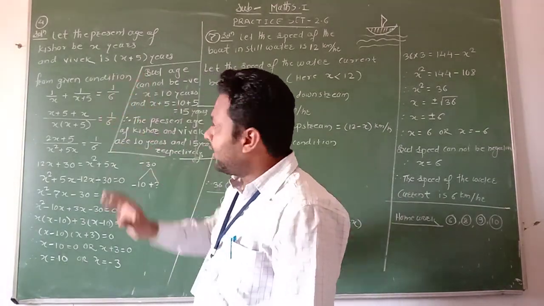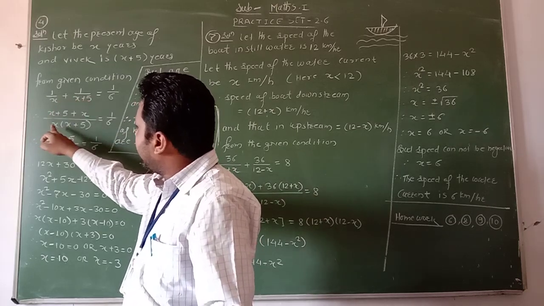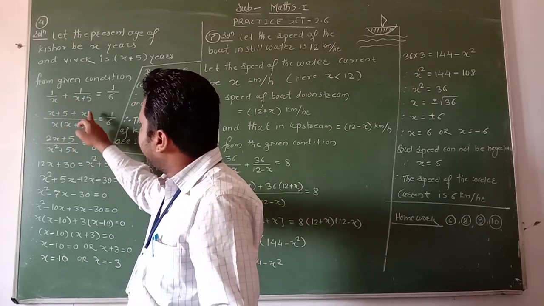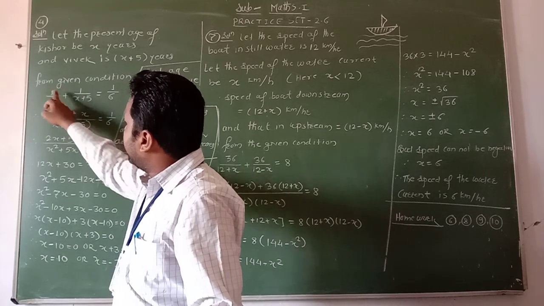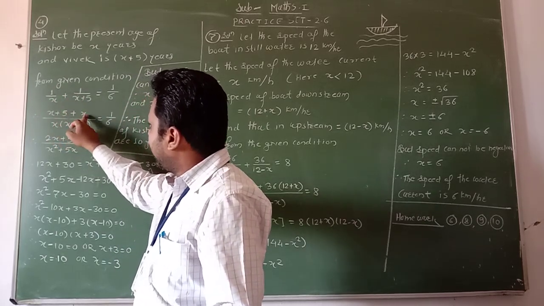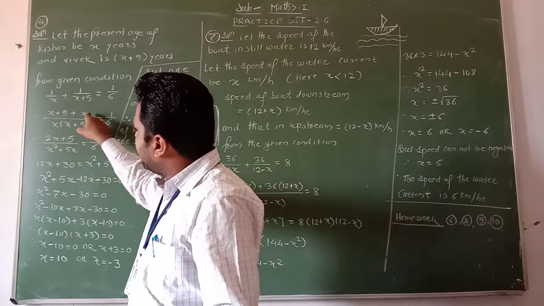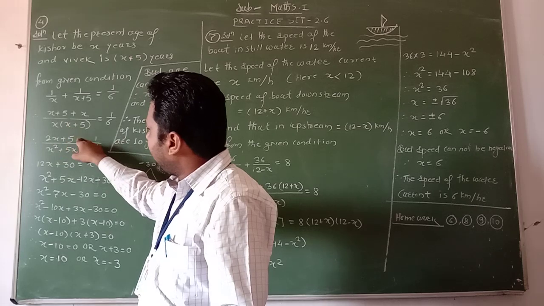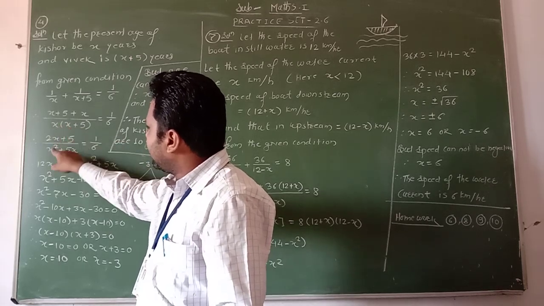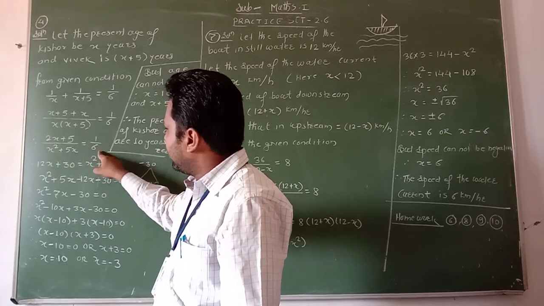Now we have to solve the equation. We do the cross multiplication. First we do multiplication of x into x plus 5. In cross multiplication, 1 into x plus 5, that is x plus 5, plus 1 into x, that is x, is equal to 1 upon 6. Now in the numerator, x plus x, that is 2x, plus 5 is remaining. Here x into x is x square, 5 into x is 5x, is equal to 1 upon 6.